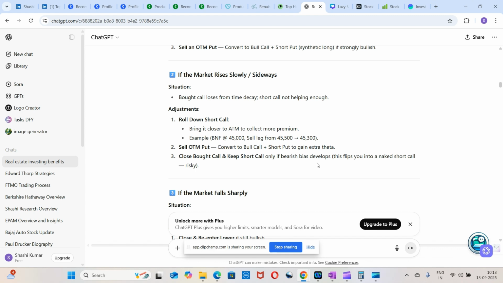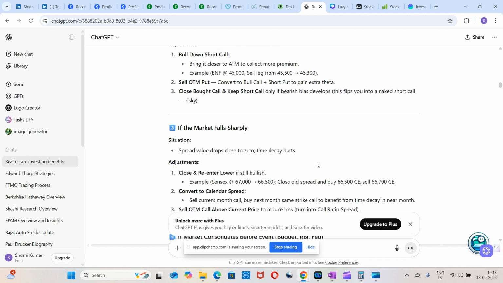So you're adding a put and you're selling a put. That selling a put will add extra theta to your income, and it will protect you against time decay from the bought call. Other thing I could do is close this bought call. Because the call is having time decay, theta decay, you close that, and you keep the short call position only. And if you feel like bearish bias is there, then you could take this. Otherwise, it will become a naked short call, and it's risky.